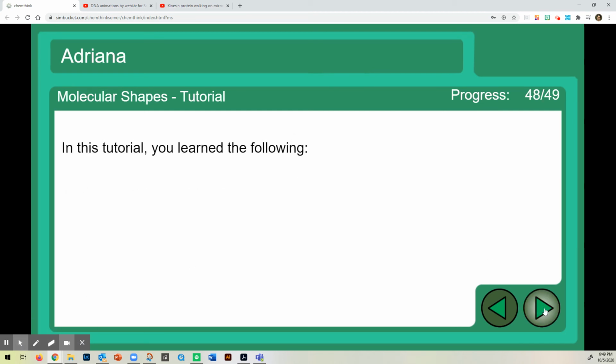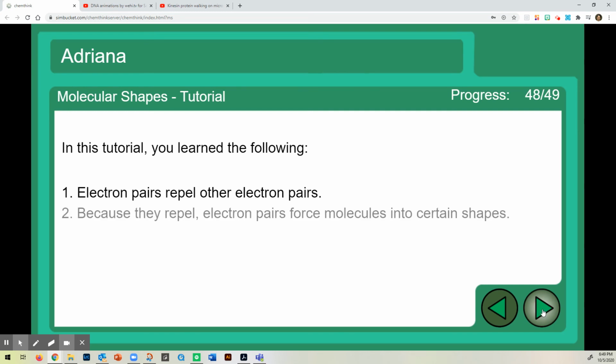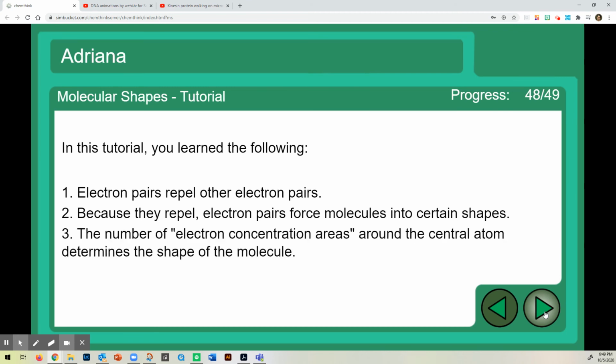So in this tutorial, you learned the following. Electron pairs repel other electron pairs. Because they repel, electron pairs force molecules into certain shapes. And the number of electron concentration areas around the central atom determines the shape of the molecule. And I just want to do a very quick review of what we learned, almost to give you a little bit of a cheat sheet here.